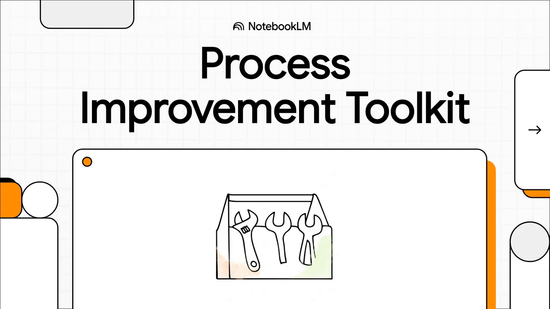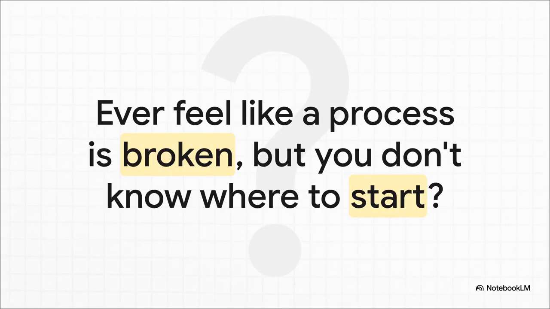Welcome to The Explainer. Today, we're going to crack open the Process Improvement Toolkit. We'll break down 4 really powerful tools that can take any chaotic workflow and turn it into a real model of efficiency. You know that feeling, right? You know a process is just broken. It's costing you time, it's costing you money, but you can't for the life of you figure out why. Well, that frustrating sense of an invisible problem, that's exactly what we're going to tackle today.